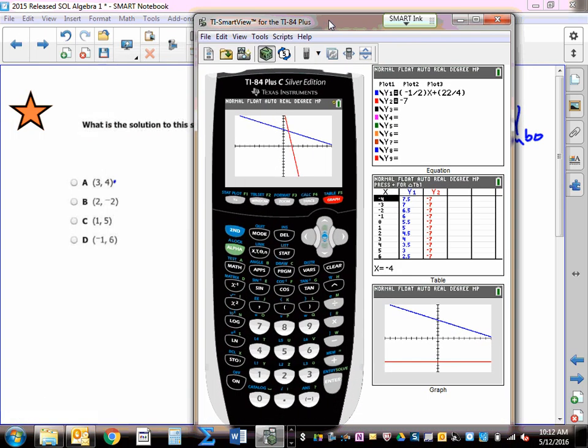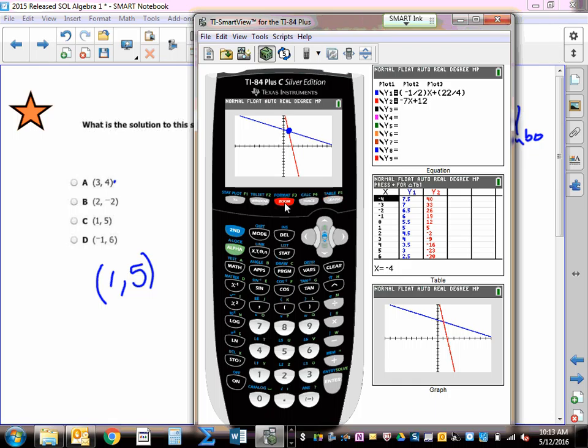Alright, so the solution is where they intersect. If I look at my graph, what appears to be my solution? What does that intersection point look like? I think it looks like 1, 2, 3, 4, 5. Okay, so I suspect that it's 1, 5. That's kind of hard to see there.